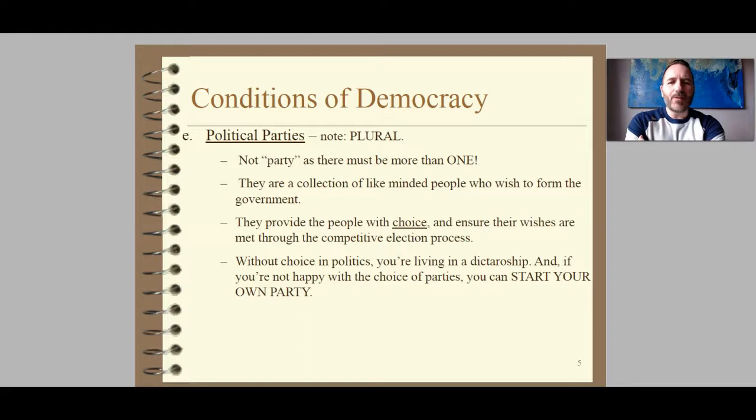There's just not a viable third option. So political parties, really simple, just a collection of like-minded people, right? And this provides people with choice, right? That's all that we want. And again, if you're not happy with the choices that you get, then you can start your own political party. And who knows, maybe you will be one of the individuals who helps bring massive electoral change to Alberta, right? Or even Canada, who knows?